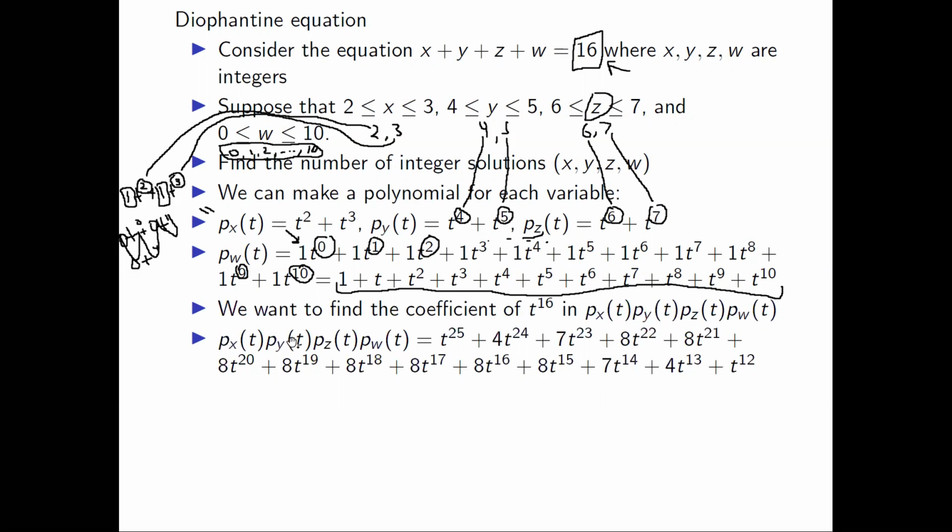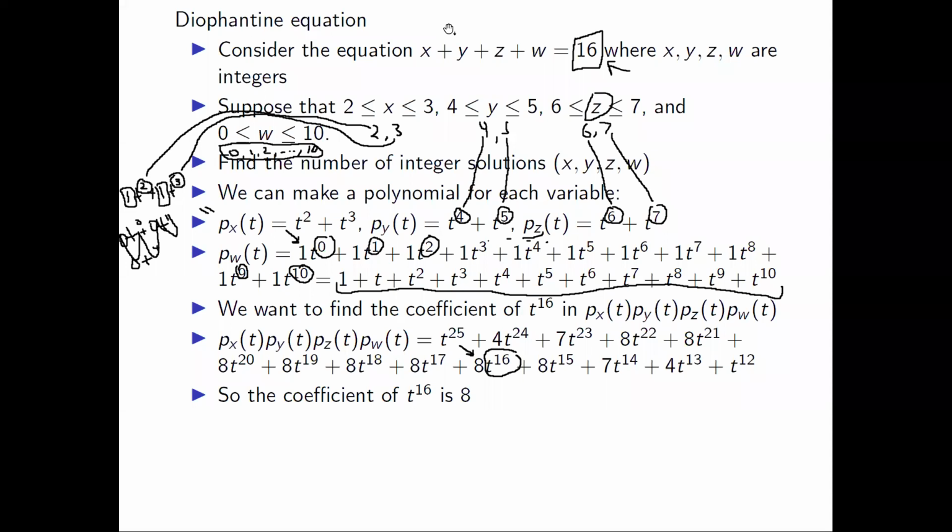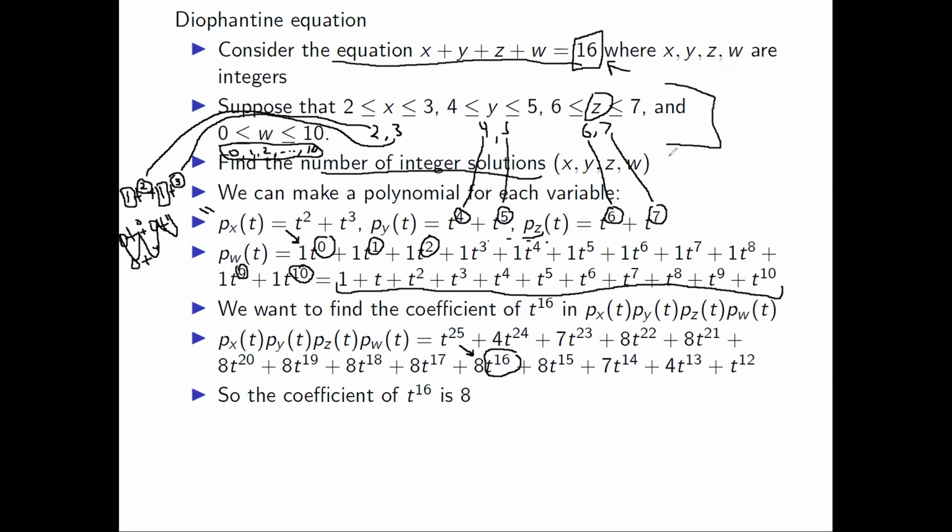And we're looking for the t to the 16th coefficient in this polynomial. So we can circle t to the 16th. We look at its coefficient. It's the same coefficient as a lot of the other coefficients. The coefficient here is 8. So that tells us the number of integer solutions for the Diophantine equation at the top, with these constraints, is going to be 8. So we have 8 integer solutions x, y, z, w.